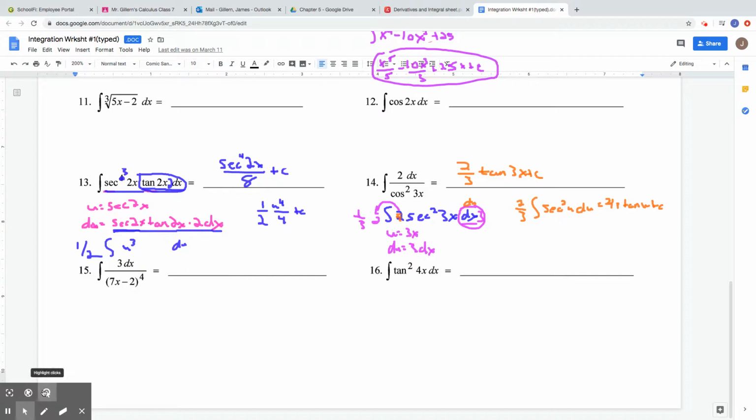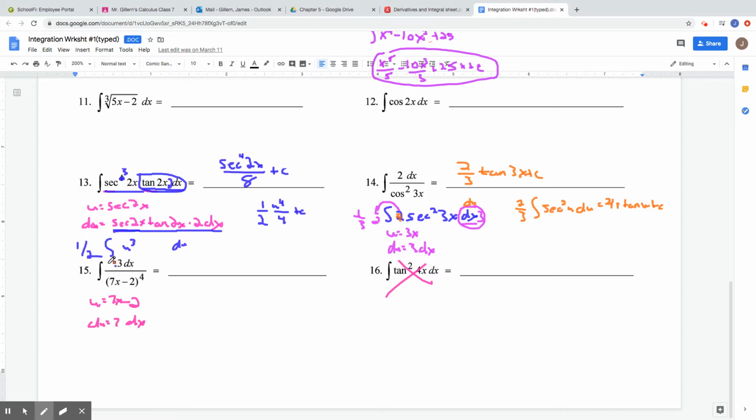All right, last one. We have a quantity being raised to a power, even though it's on the bottom. That's okay. So we're going to make u the 7x minus 2. All right. The derivative of that is 7dx. All right, well, there's my dx. What am I missing? I'm missing a 7.